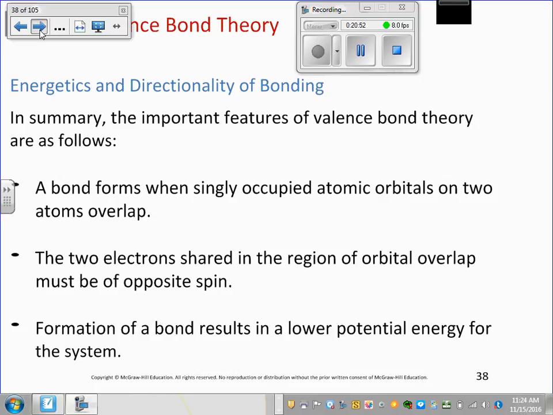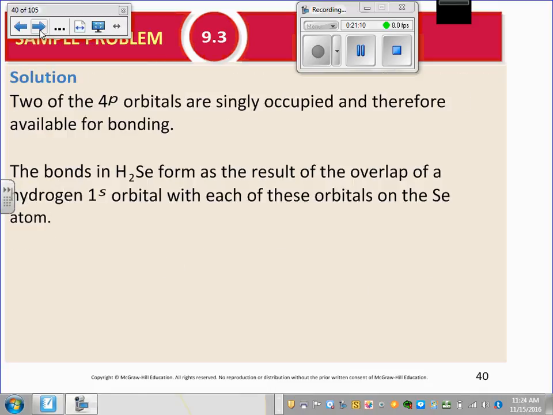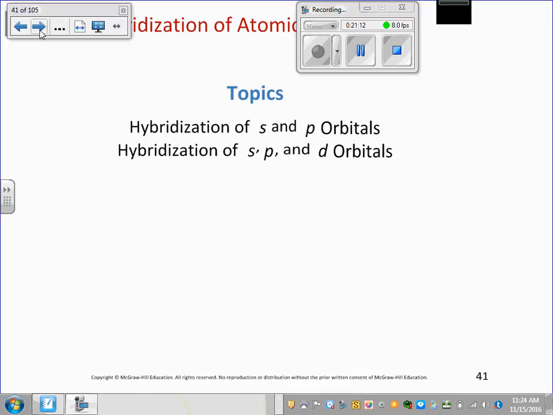Hydrogen selenide is also foul-smelling. And there we see selenium has 2 unpaired electrons, so the hydrogens are going to overlap with them. Yep, that's basically what it says.